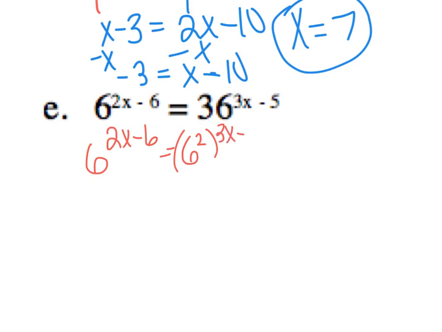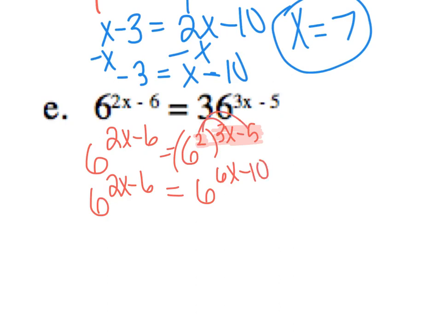And I'd have 3x minus 5. Again, inside and outside the parentheses means that we multiply those exponents. So I'd have 6 to the 2x minus 6 still over here equals 6 to the 6x minus 10. All I did was distribute that 2 to the 3x minus 5. Which means bases are now the same, so I can set the exponents equal to each other. So 2x minus 6 equals 6x minus 10.